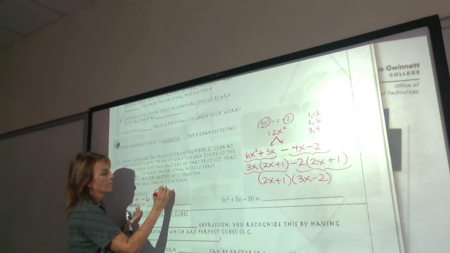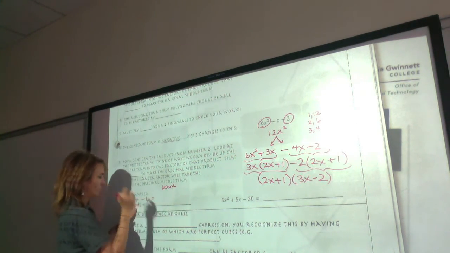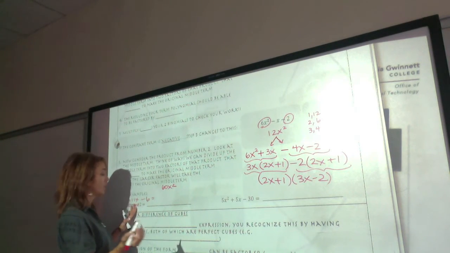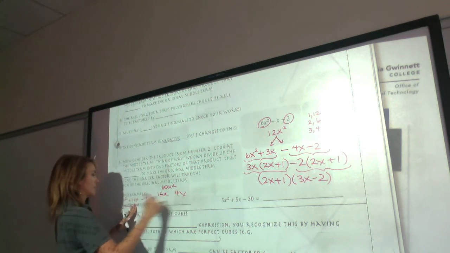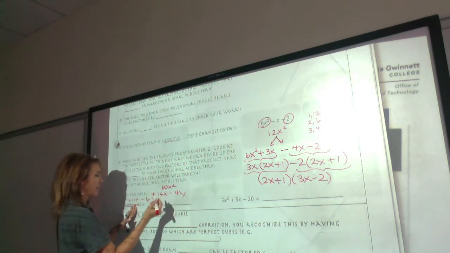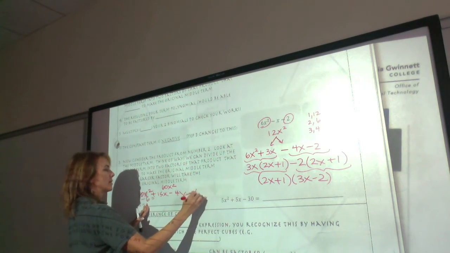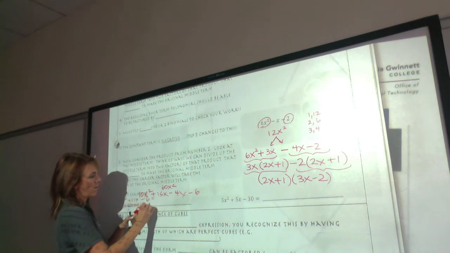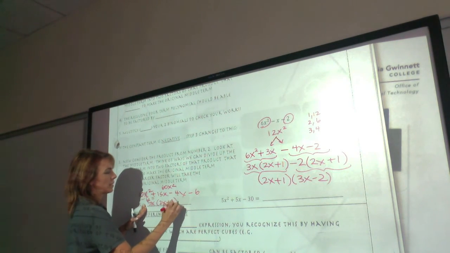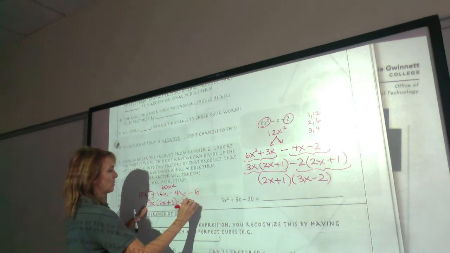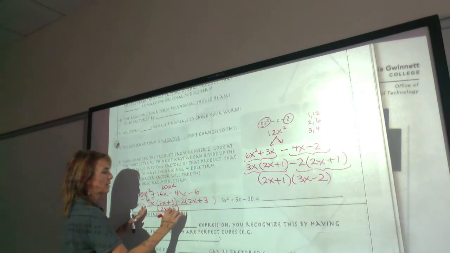60x squared, breaking into 15 and 4. 15x, 4x, and positive, negative, 10x squared minus 6. 5x, 2x plus 3, negative 2, 2x plus 3. So 2x plus 3 times 5x minus 2.